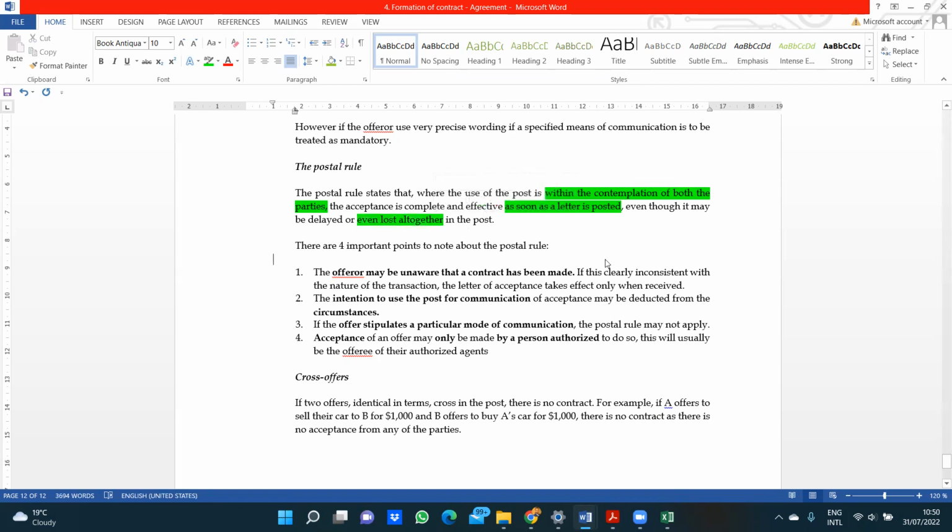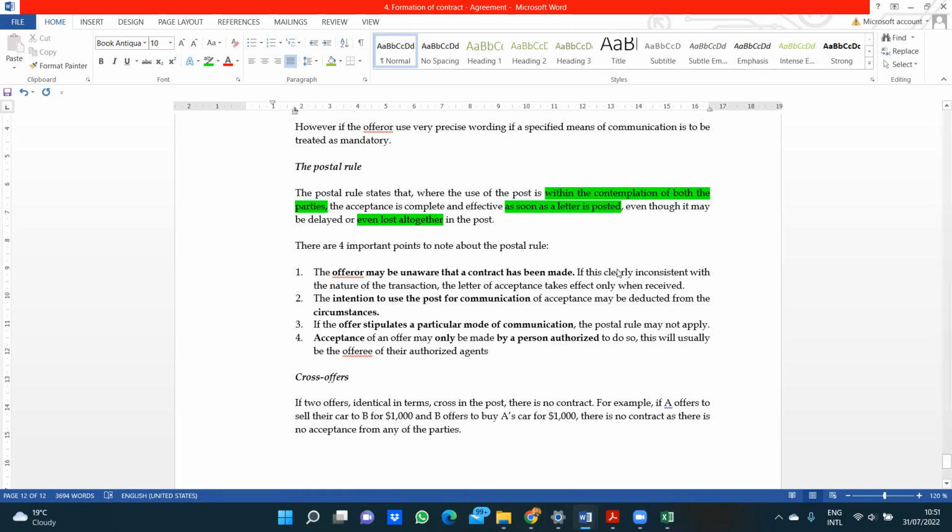So the first rule of the postal rule is that the post must be in the contemplation of both parties, the offerer and the offeree. And acceptance is complete as soon as the letter has been posted, even if the letter has been delayed or even lost. When the acceptance has been posted by letter, the acceptance takes place.